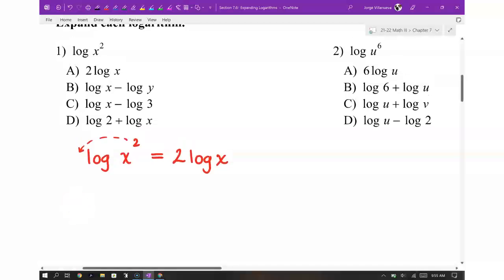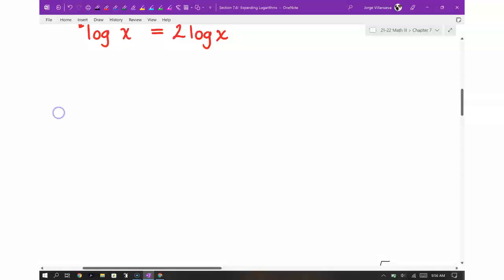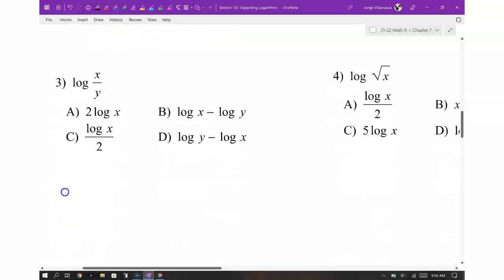So if you look at number 2, what would your answer be? A, B, C, or D? It's A, right? Just bring the 6 down. That's all you got to do, right? So those are pretty easy, not that big a deal. All right, let's go to the next one.